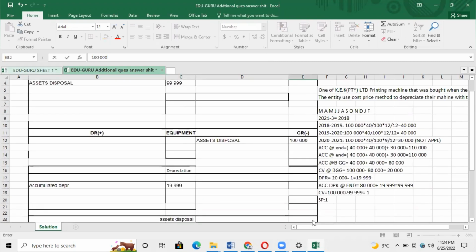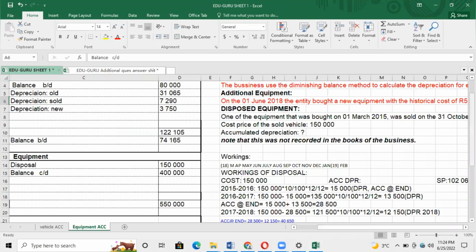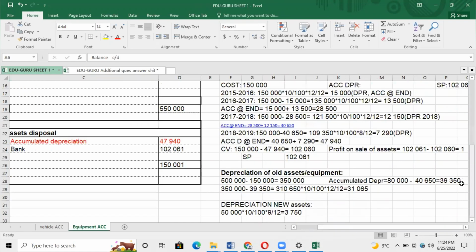Let me just show you the difference between this question and the question I've set here. This is my equipment. Do you guys still remember the equipment accounts? Remember, whereby we are preparing our equipment account, we came across our carrying value of 102,060. Then my selling price, how much was it? 102,061. So this is very different from this activity here.